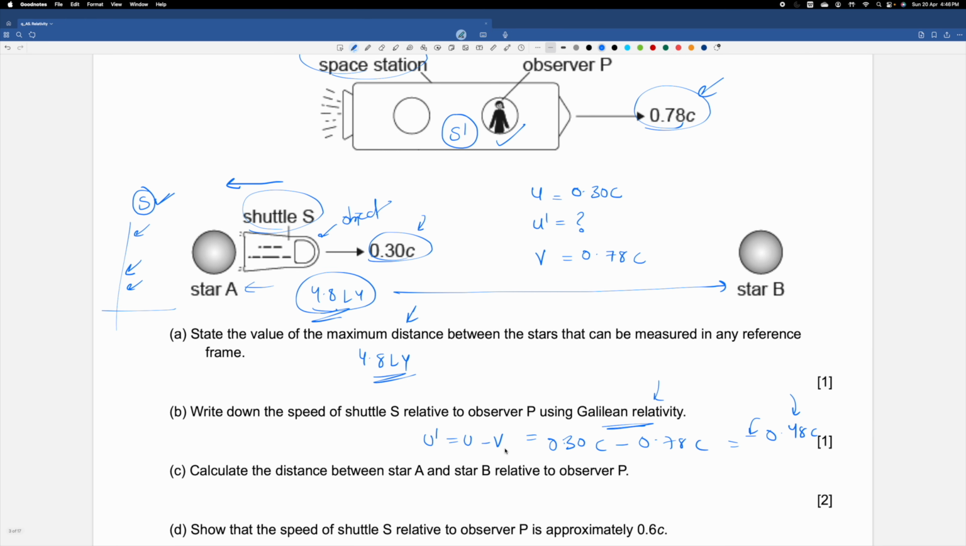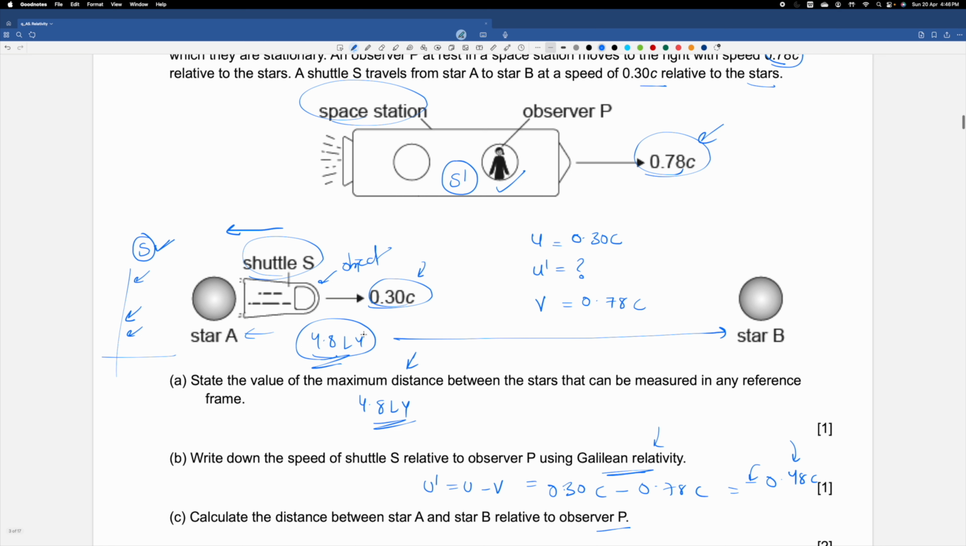Next, calculate the distance between star A and star B relative to observer P. They're asking what is the distance with respect to the observer P. So as I clearly said, the distance 4.8 light years is only with respect to the stationary frame, but it will be shorter for any other frame.